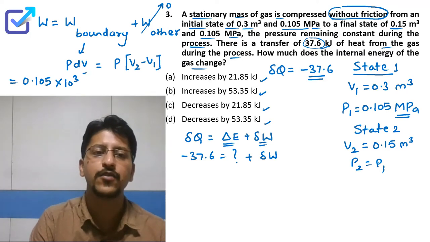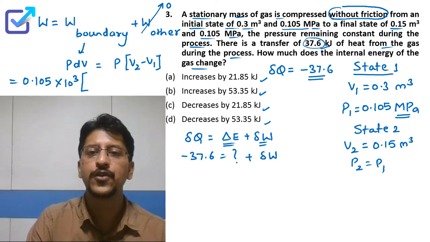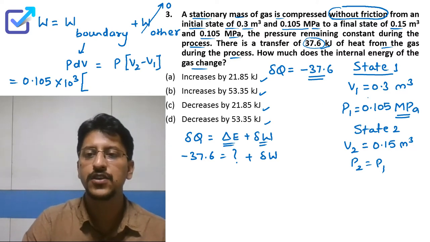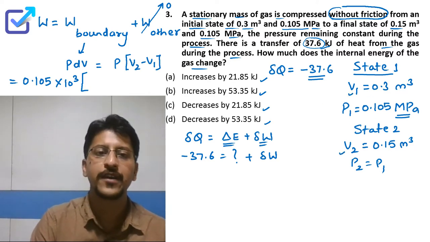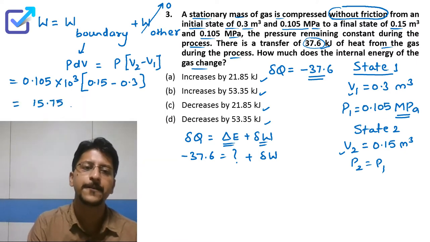So just multiplying it by 10 to the power 3, we get it in kilopascal. Okay, then what is the value of V2? V2 is, since it's a compression, so V1 is greater than V2. So we can write here 0.15 minus 0.3. If we solve this, we will get this value as 15.75 kilojoule. Okay, this we get.